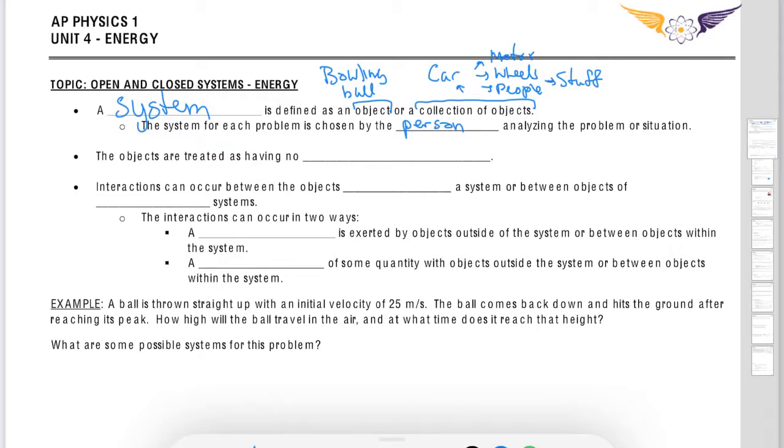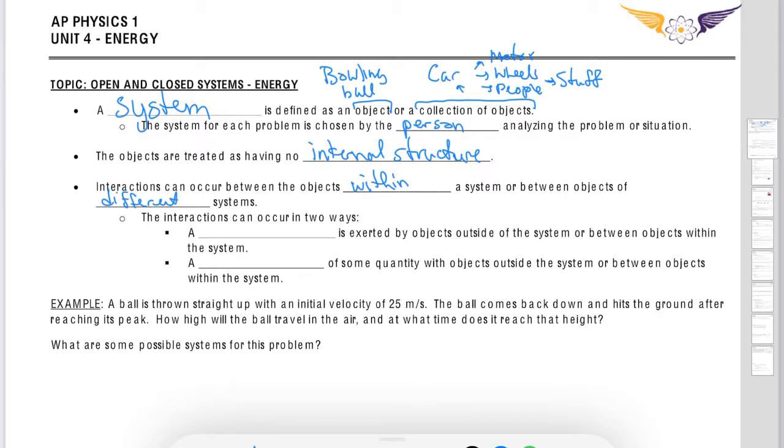And so the system is going to be treated as having no internal structure. What that really means is, if we're talking about a car driving down a road, then we're going to treat it as just a car rolling down, or as just a ball rolling down a horizontal surface.